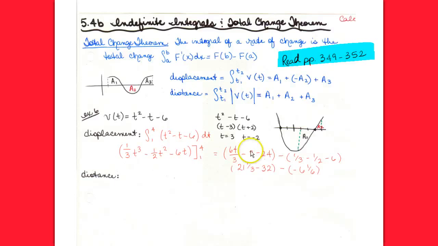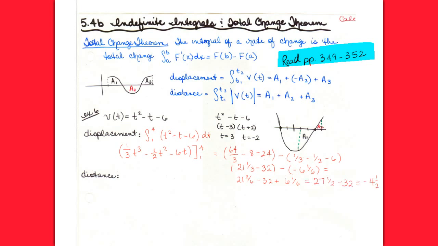So we could go through and say negative 8 and negative 24 is negative 32. And I'm going to write this improper fraction as a mixed number. And then over here, positive 1/3 minus 1/2. If I got a common denominator for that, we're looking at like 2/6 minus 3/6. So negative 6 and 1/6. Minus a negative would be plus.